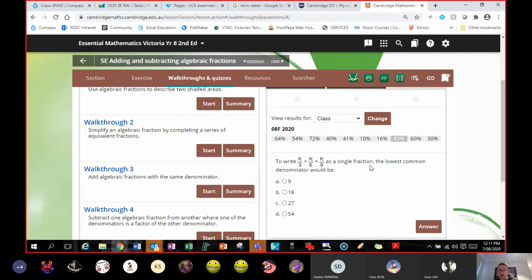To write this as a single fraction, the lowest common denominator would be what? Well, 3, 6, 9, 3, 6, 9. 3 lands on 6, 3 lands on 9, but 6 doesn't land on 9. So what do they all land on? It would be 18, because 9 lands on 18.